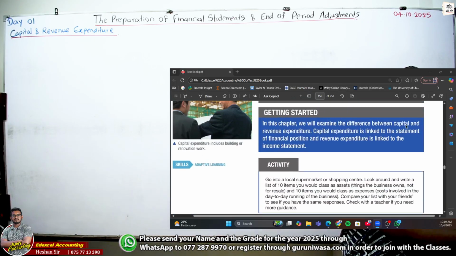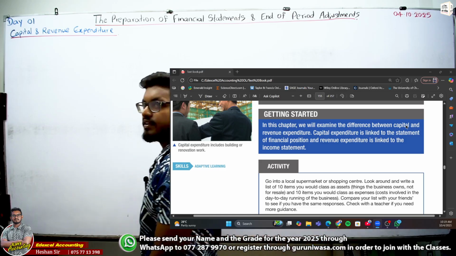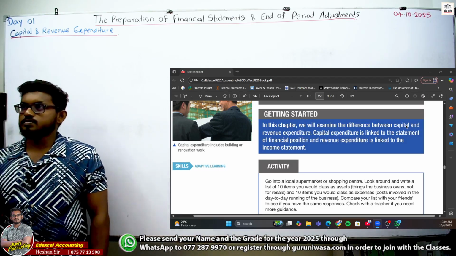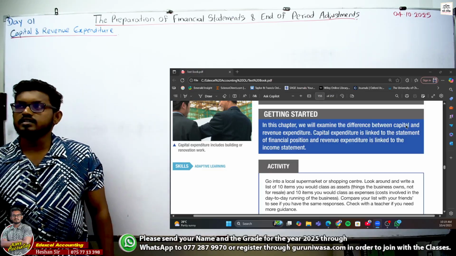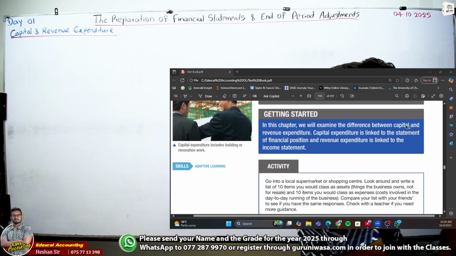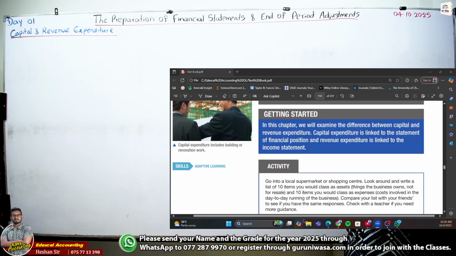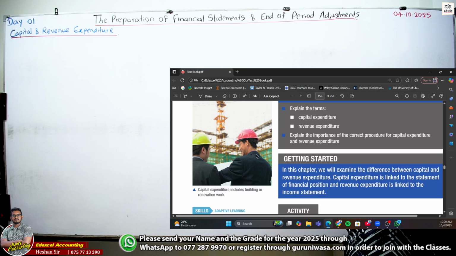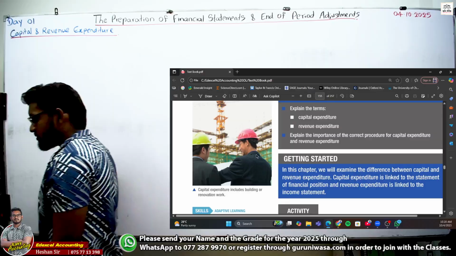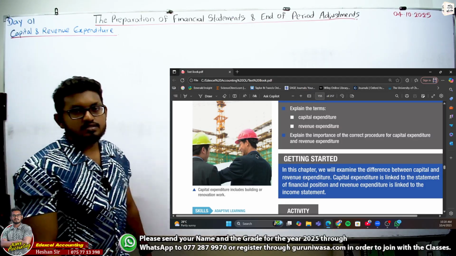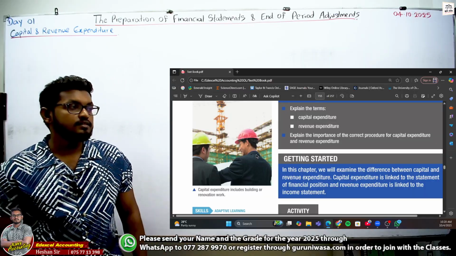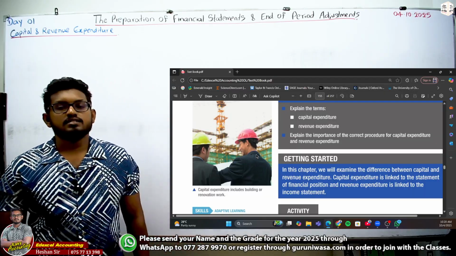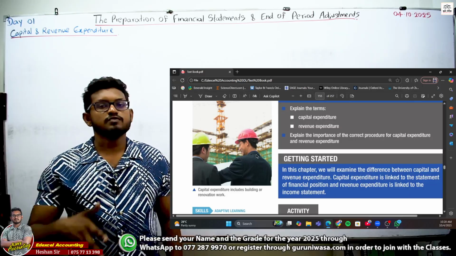Getting started. In this chapter, we will examine the differences between capital and revenue expenditure. Capital expenditure is linked to the statement of financial position, and revenue expenditure is linked to the income statement. Capital expenditure includes building or renovation works. Now, normally, there are some payments we incur for day-to-day running, for example, salary payments and repairs. Those are what we call revenue expenditure. It is incurred mainly for revenue generation, which is for the sales.